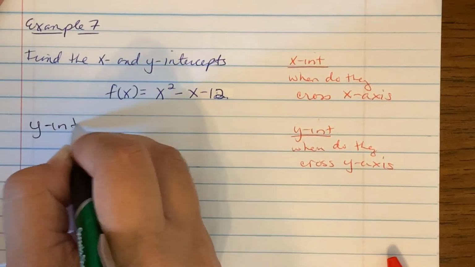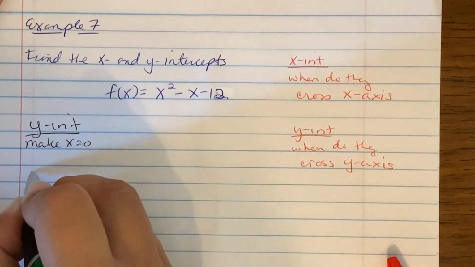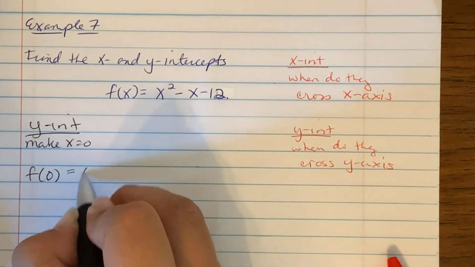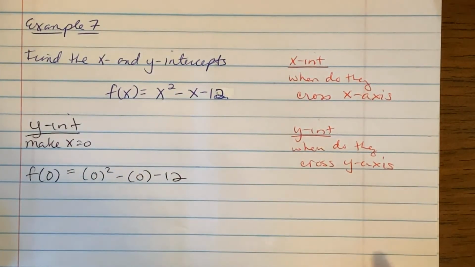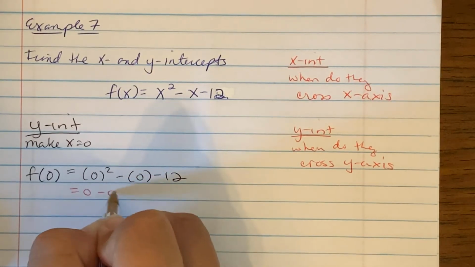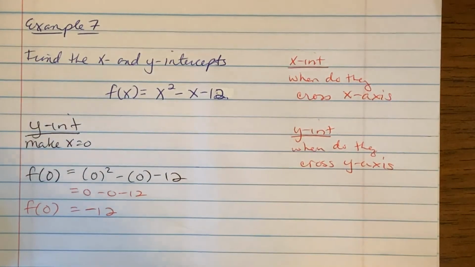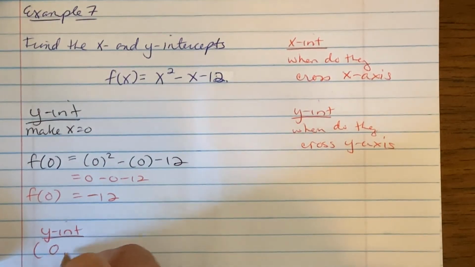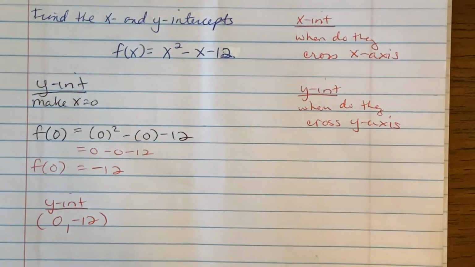So the y-intercept, you're going to make x equals 0. So you're basically doing f of 0, since we're using function notation. And I'm plugging 0 in for x. Well, 0 minus 12, negative 12. When x is 0, y is negative 12. So our y-intercept is 0, negative 12. That is when the graph is hitting the y-axis.